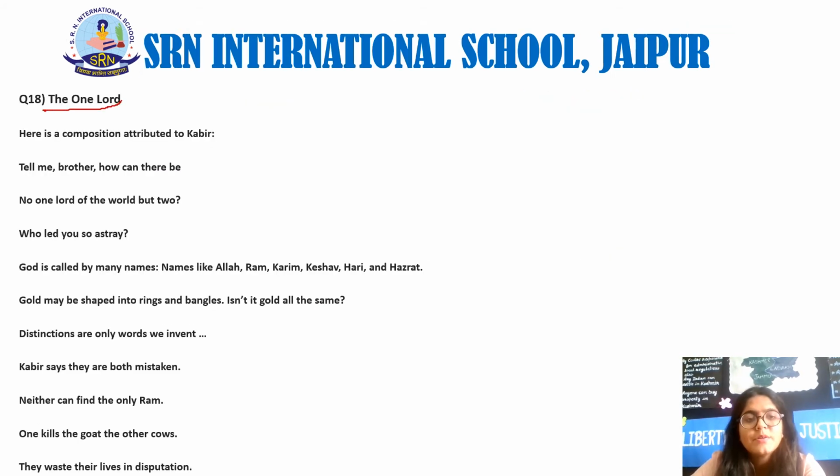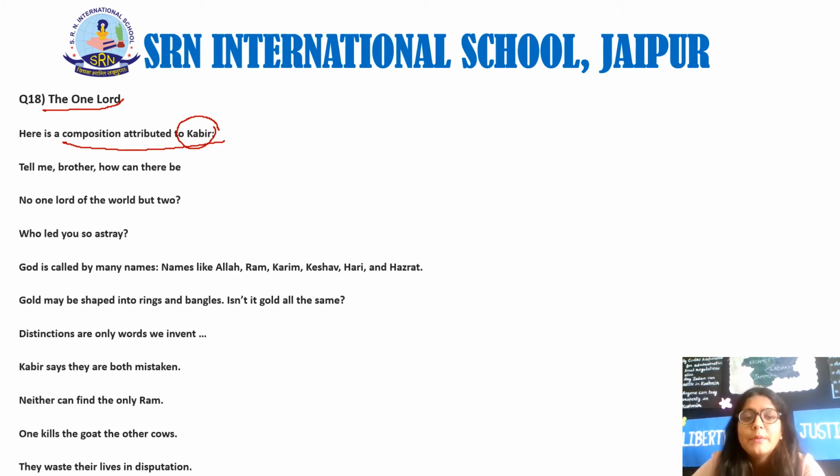Finally, we are on question number 18. Now, this question is again an excerpt or source-based question. I'll read out this excerpt. Here is a composition attributed to Kabirji. Okay. Now, tell me, brother, how can there be not one Lord of the world but two?